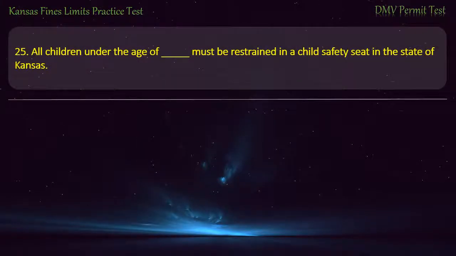Question 25. All children under the age of blank must be restrained in a child safety seat in the state of Kansas. 4. 5. 3. 2. Answer. 4.